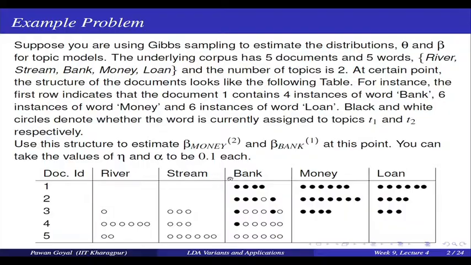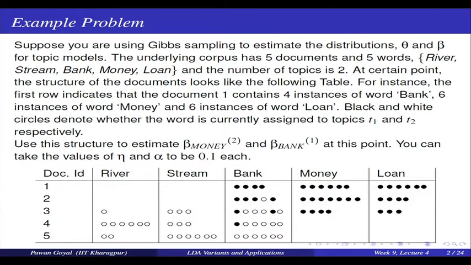Now, one more thing that might be interesting. Suppose I ask you to find out in this iteration what topic will be assigned, or what will be the multinomial distribution from which you will sample a topic for a given word, like the first bank in this document. There are 4 instances of bank. For the first instance of bank, you have to assign a new topic. That is what you do in iterations.